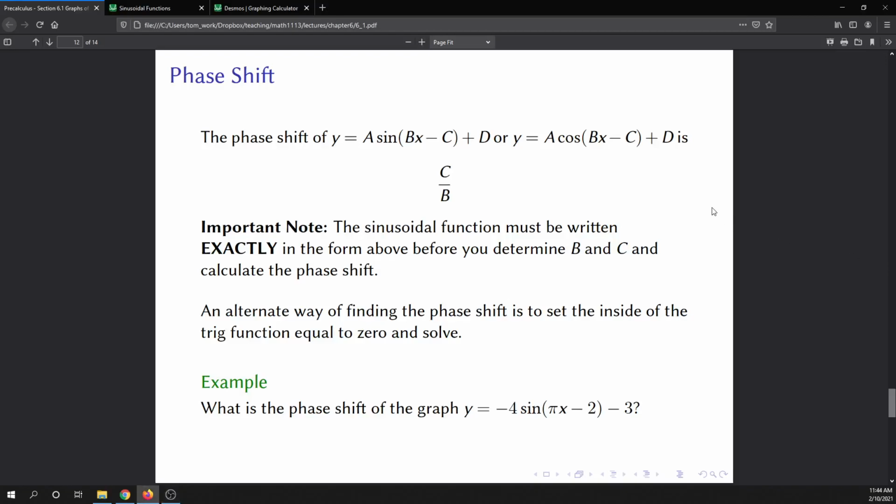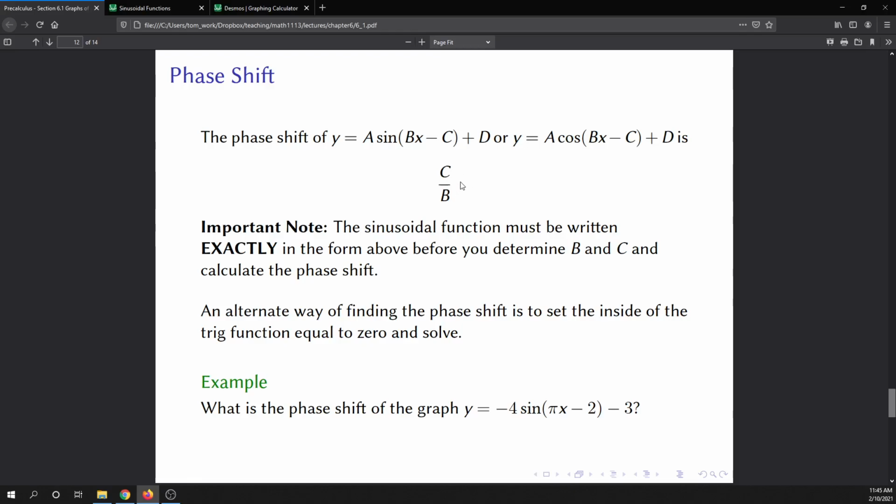All right, in this video, we're going to talk about the phase shift. The phase shift is basically how much the graph of the sinusoidal function has been moved horizontally to the left or to the right. If you have the formula in the format that we've been talking about, y equals a sine of bx minus c plus d, or y equals a cosine of bx minus c plus d, then the phase shift is going to be c over b.